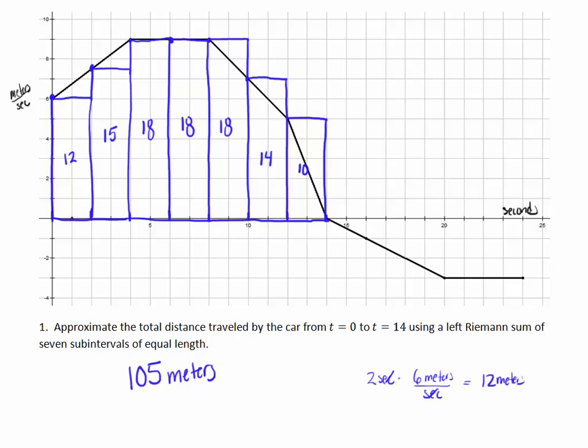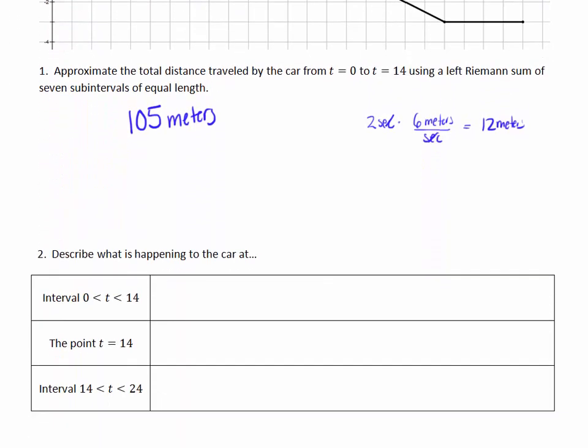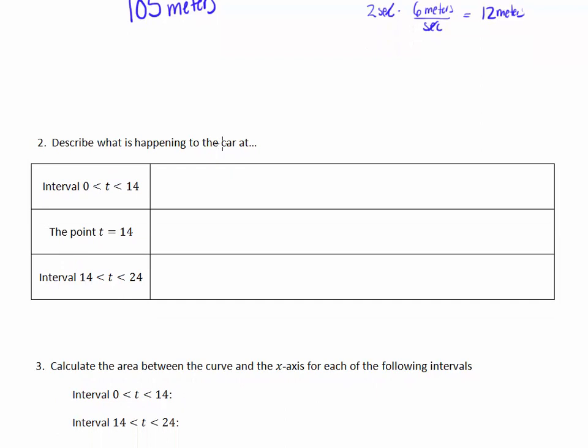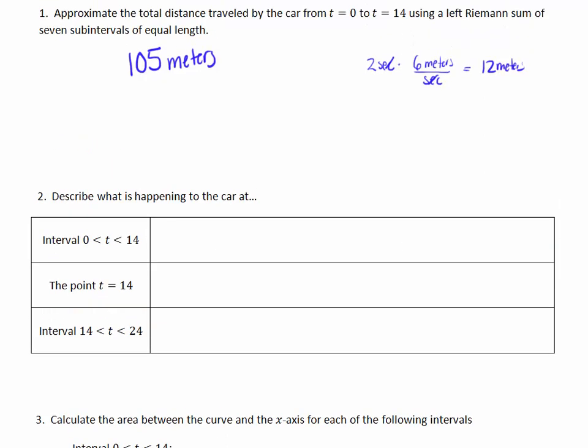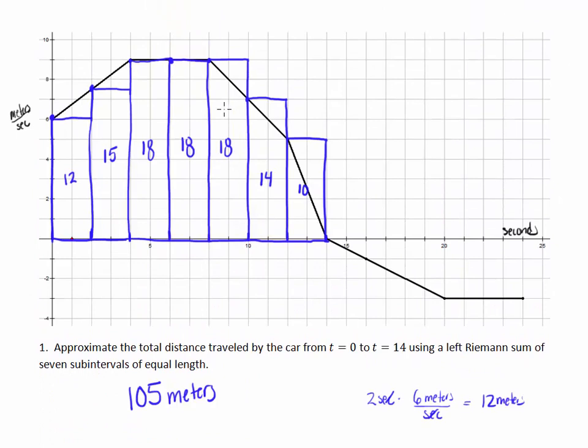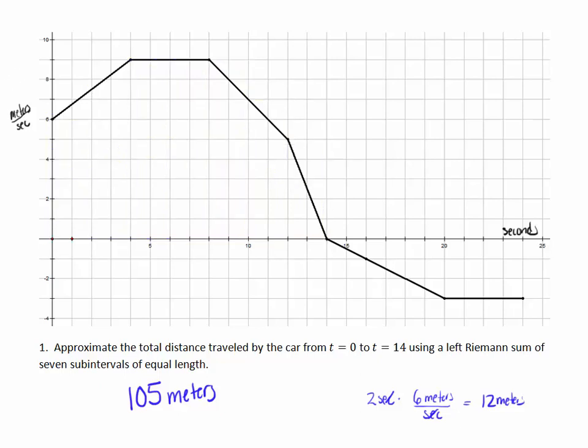Okay, problem number 2. It says, describe what is happening to the car on the interval from 0 to 14, at the point t equals 14, and from 14 to 24. I'm not going to write in here. We'll just talk about each of those things as we look at the graph again. So first, let's get rid of all this graph stuff. There we go.